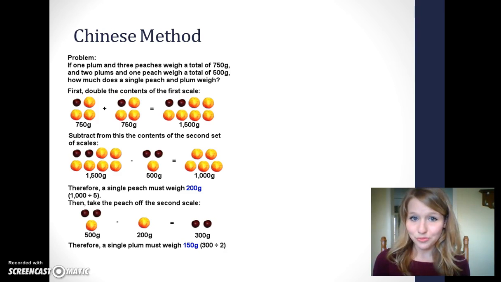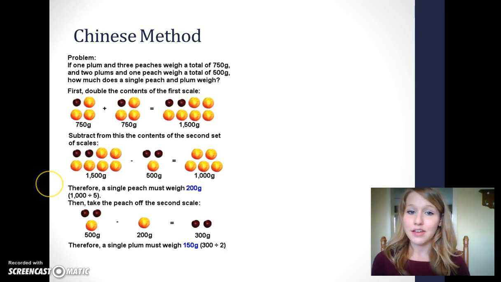So if we're looking at how the Chinese used the second method, we can look at this problem. If 1 plum and 3 peaches weigh a total of 750 grams, and 2 plums and 1 peach weigh a total of 500 grams, how much does a single peach and plum weigh? So if we look at the contents of the first scale, 1 plum and 3 peaches weigh 750 grams. That's our first scale. So if we double that, we add it twice, we get 2 plums and 6 peaches equals 750 plus 750, or 1,500 grams.